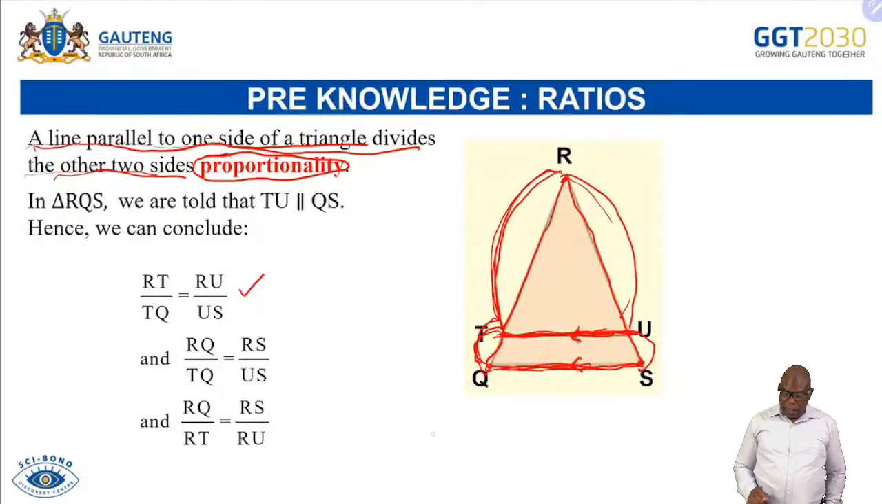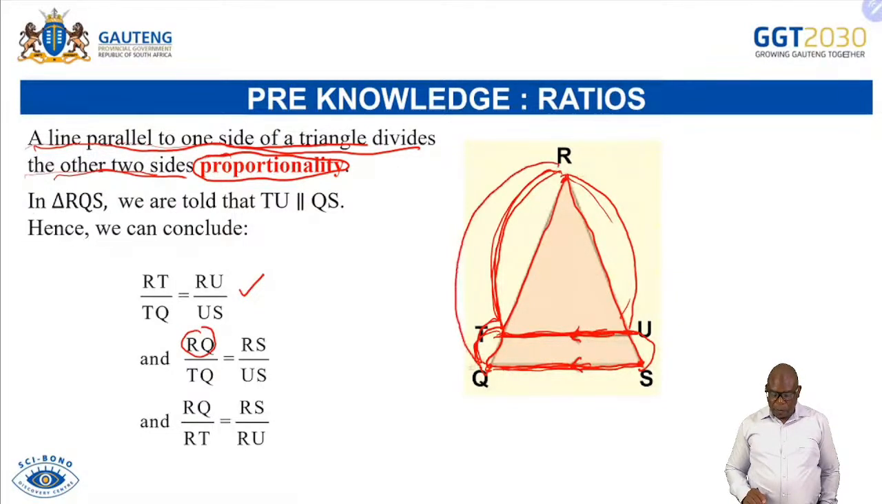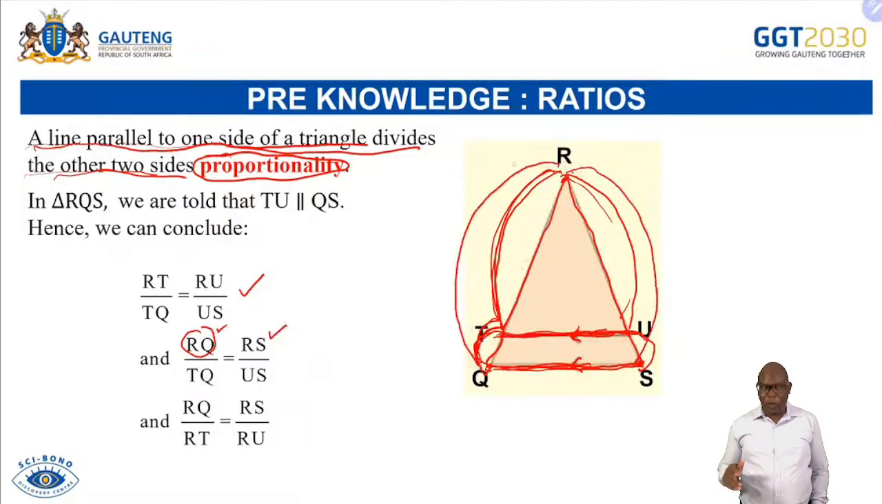Correct. The other one will be RQ. So if I start here and say RQ, then I take TQ. On the other side, I must do the same. I must take RS over US. So it must be in the same proportion. We cannot say RQ over TS is the same as RU over US. That will not work, you will not be working on the theorem.